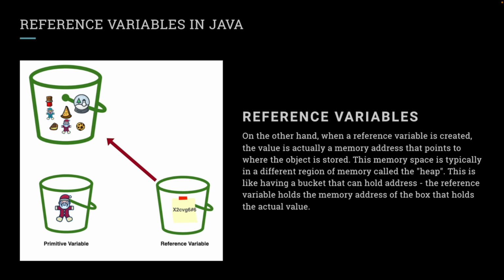But for a reference variable, in the bucket on the heap, you have a memory address, and that memory address is basically an address to where the object is stored. So instead of having direct access, the memory space is actually holding an address, and the address points to where the object is on the heap. And as you can see, a reference variable can store many different types of data, whereas a primitive variable can store one piece of data.